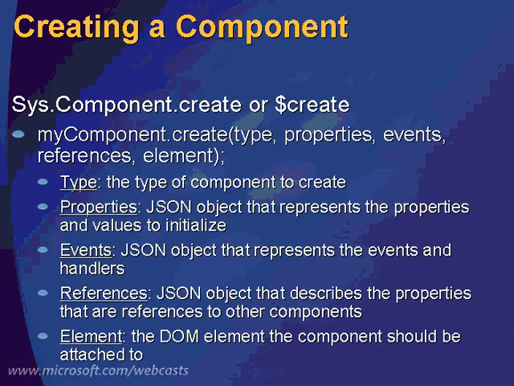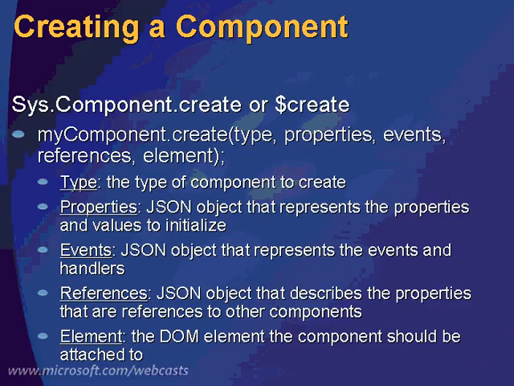So, creating a component. I just wanted to do a review on this as well, because this is important. The means by which you can create a component, you can either call Sys.Component.create, or we have a shortcut, $create. Inside of this, you essentially pass in at least 1 argument and then 4 optional arguments. You have to pass in the type of the component to create as your first argument. So if I've created a component called samples.whatever, my type would be samples.whatever.